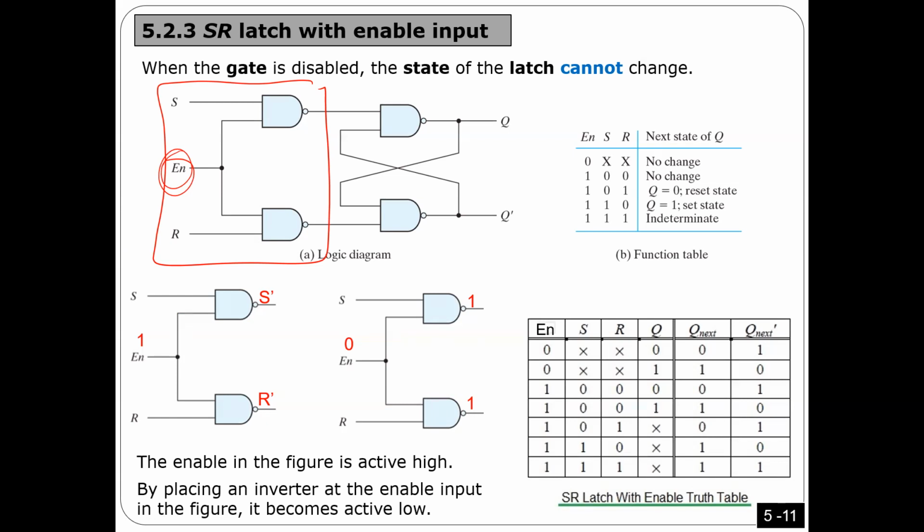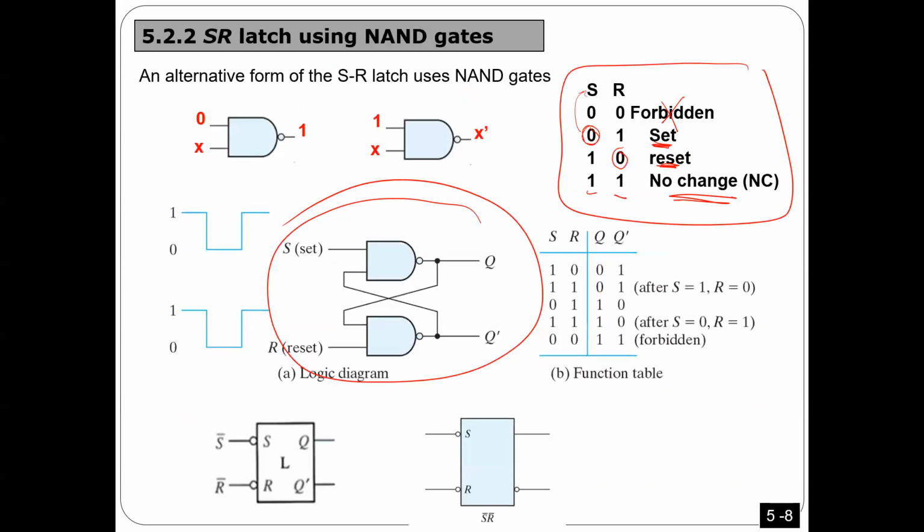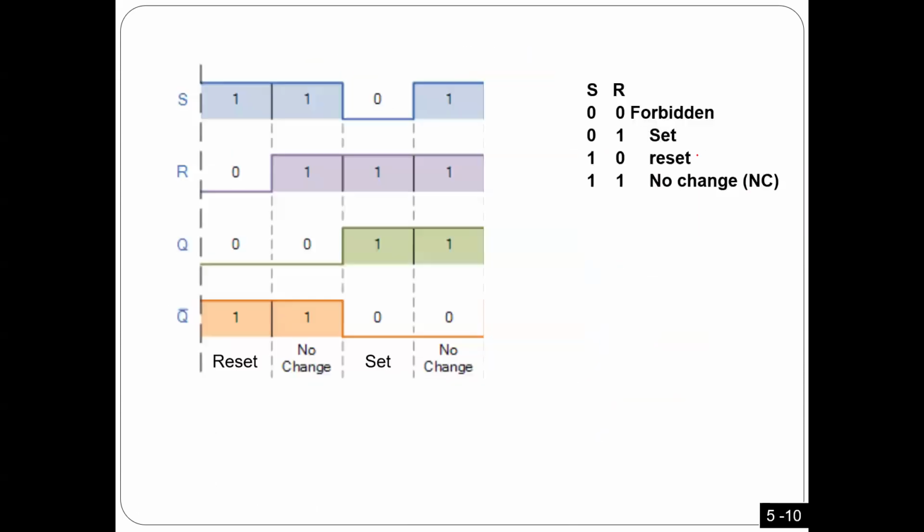So the way I did it here, and now this is the table. Now look at the table. If the enable is 0, that means it is disabled. So if you put 0 here, as you know, in case of NAND, you have 0 here and 0 here. So regardless of what you have here, it doesn't matter. You are going to have 1 and 1. Is that okay? 1 and 1. And if you go back here, you see 1 and 1 is going to make no change. So if it is disabled, that means no change.